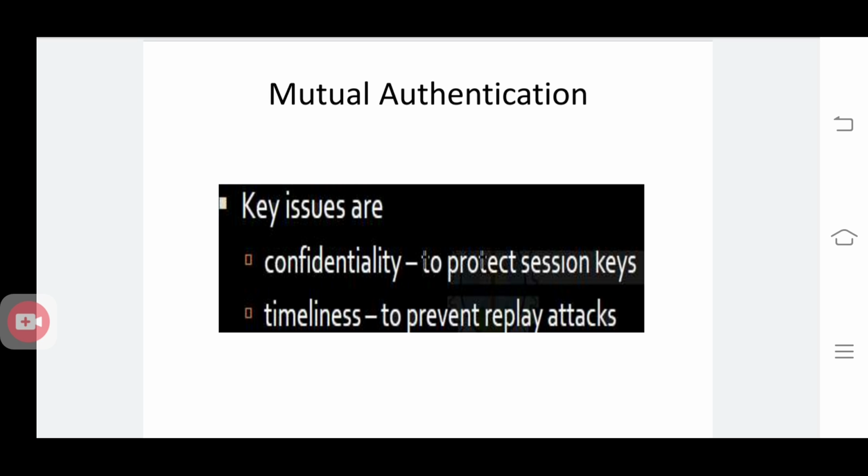Another issue is timeliness. It is related to replay attacks, so we must prevent replay attacks in mutual authentication. So the two main issues are confidentiality of the session key, which we must protect, and timeliness, where we must prevent replay attacks. The message should be delivered on time at the receiver. If there are replay attacks within the network, it will be very difficult for the receiver to identify the time of the message. So to prevent replay attacks, we must follow timeliness. The main key issues for mutual authentication are confidentiality and timeliness.